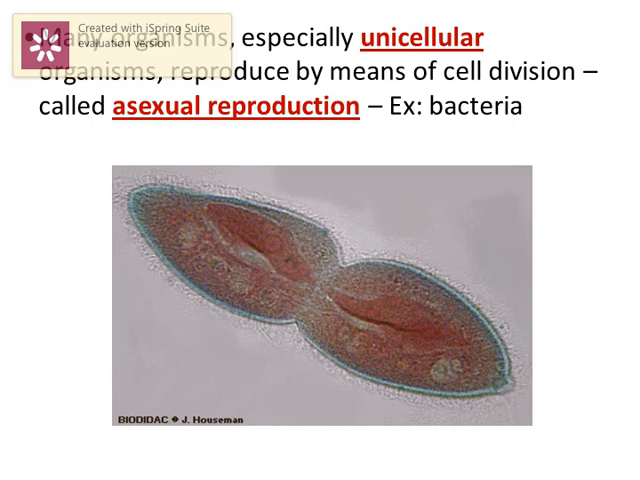Many organisms, especially unicellular organisms, reproduce by means of cell division, which is called asexual reproduction by binary fission. The example is bacteria.